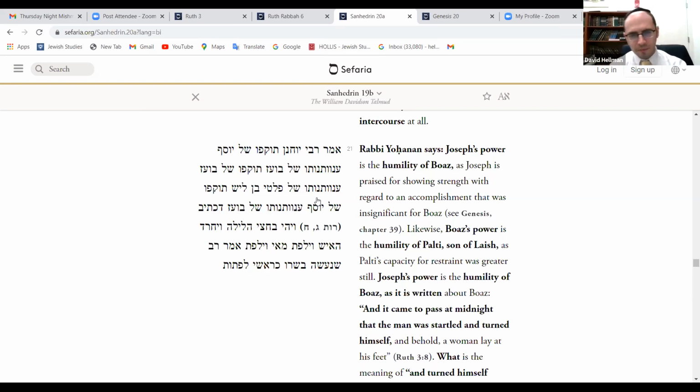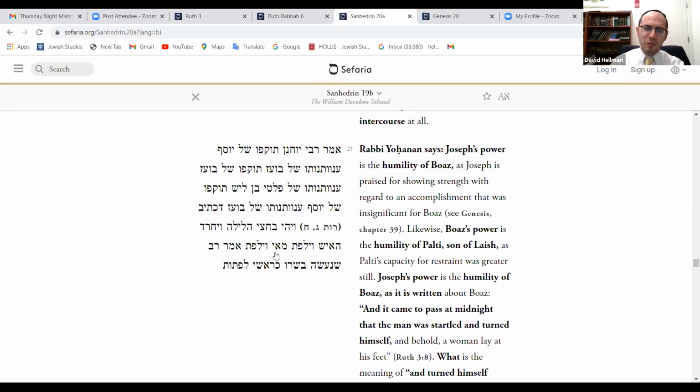Tokfo shel Yosef. What was the great challenge of Yosef? The pasuk says, "Vayhi b'chatzi halayla." It was in the middle of the night. V'yacharat ha'ish, and the man was startled. Vayila fate, right? That was again that difficult word. What does vayila fate mean? Amar Rav. Rav said, "Shenasa bisaro karashe lefatot."